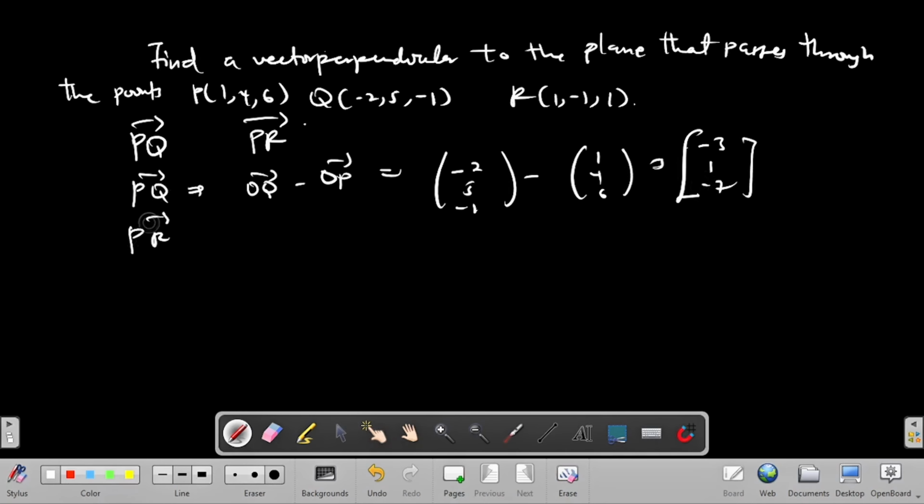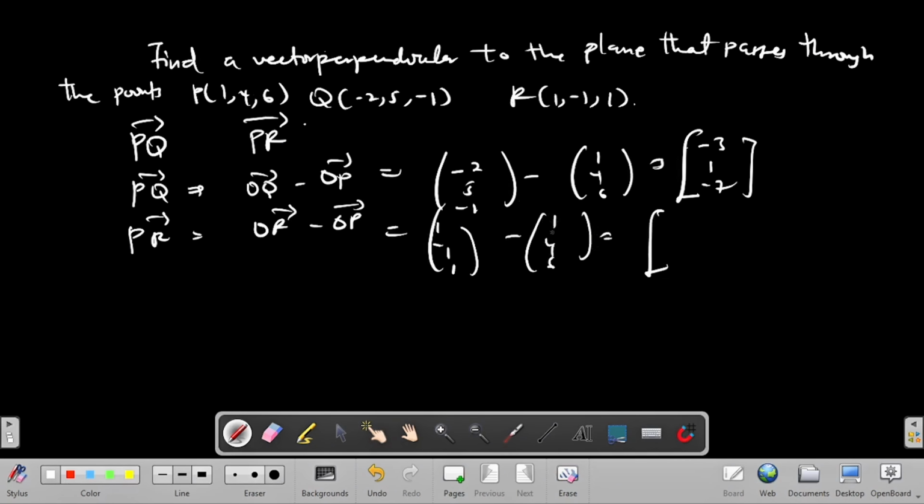Let's find PR. To find PR is OR minus OP, right? What's our OR? It's 1, -1, 1, minus my OP, which is 1, 4, 6. So this gives me 1 minus 1, which is 0, negative 1 minus 4, which is negative 5, and 1 minus 6, which is negative 5. Therefore, I have PQ and I have PR. To find the vector perpendicular to the plane, it should be the cross product of PQ and PR. As simple as that.